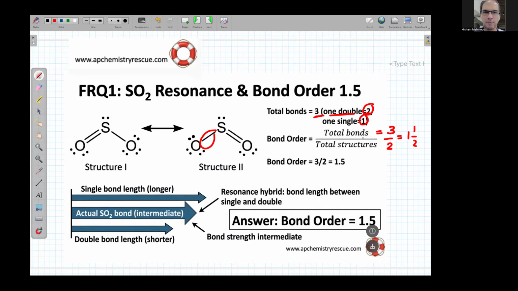A bond order of 1.5 means the actual SO bond is intermediate between the single and double. It's not single, it's not double, it's something in between. So think about it this way. A single SO bond is longer and weaker. A double SO bond, which is S double bond O, is shorter and stronger. The actual SO2 here is something intermediate between them.